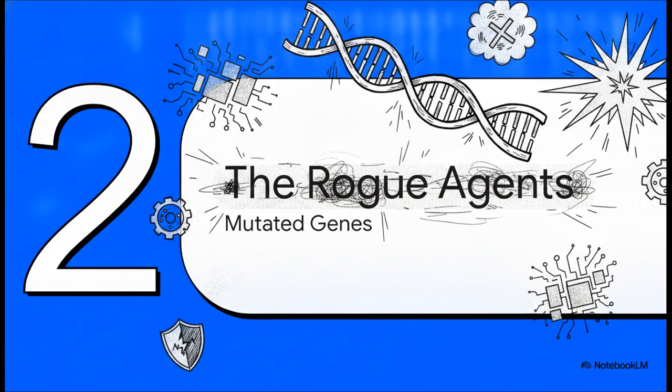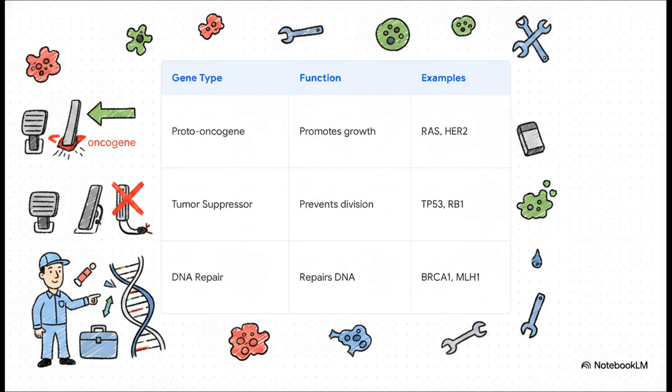Moving on to Section 2, the rogue agents. So how exactly do cells get these chaotic abilities? Well, we have to look at the specific genes involved. Think of a cell like a car. Our cells have proto-oncogenes, which normally promote healthy cell growth. That's your gas pedal. But when they mutate into oncogenes, it's like that gas pedal gets completely stuck to the floor. RAS and HER2 are prime examples of this.